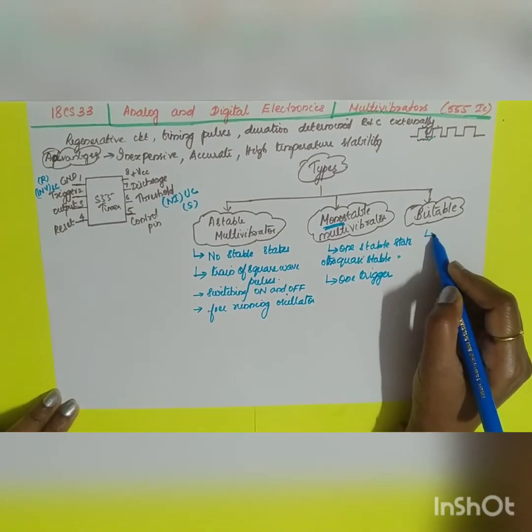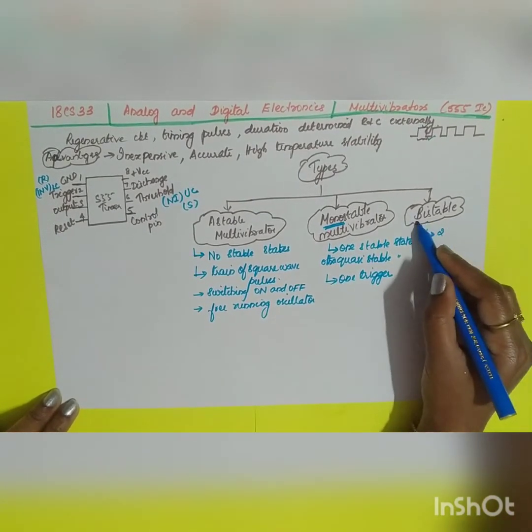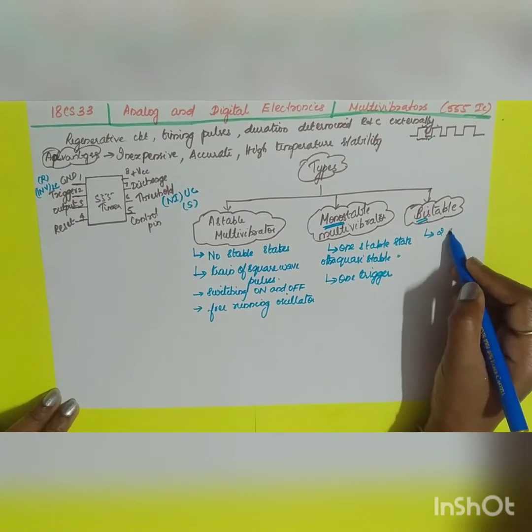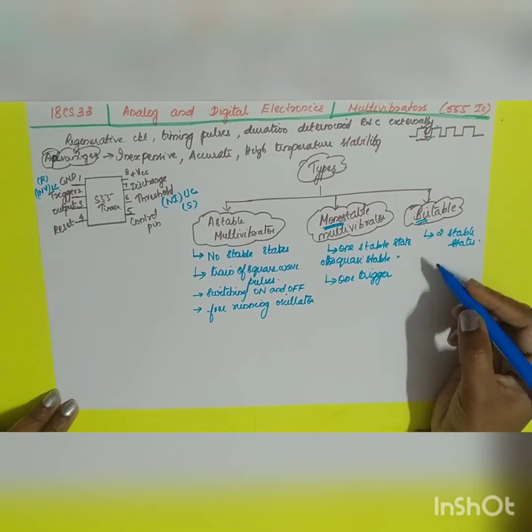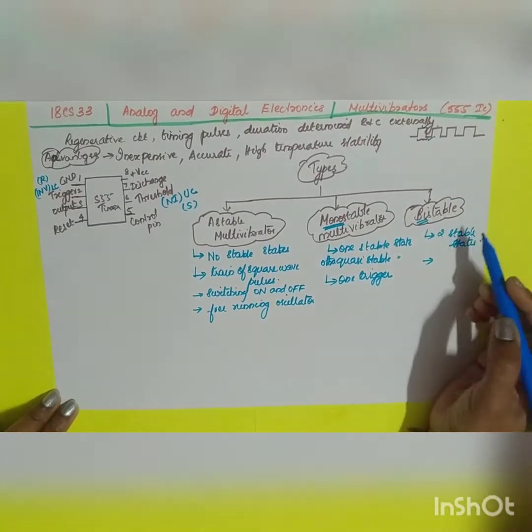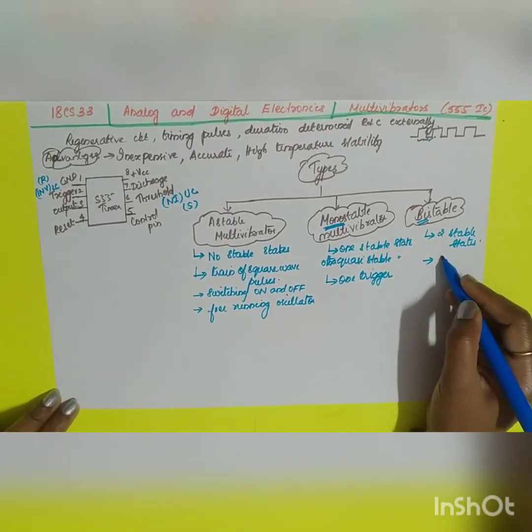What will be your bistable? Bistable, the name itself gives you the meaning: bi means it has two stable states. Both the states will be stable. So what will happen? You have to use two triggers.